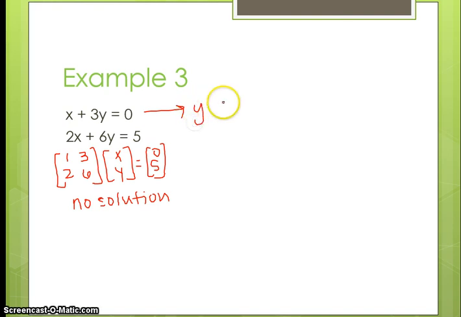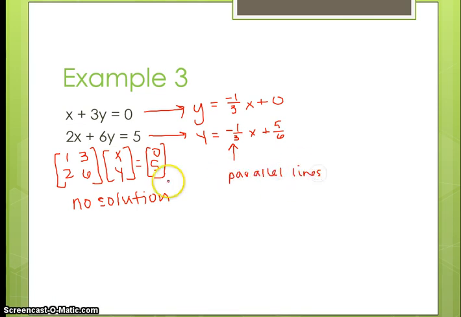So here I get y equals -1/3 x plus 0. This one I get y equals -2/6 or 1/3 x plus 5/6. Their slopes are the same, so these are actually parallel lines, which is why they have no solution.